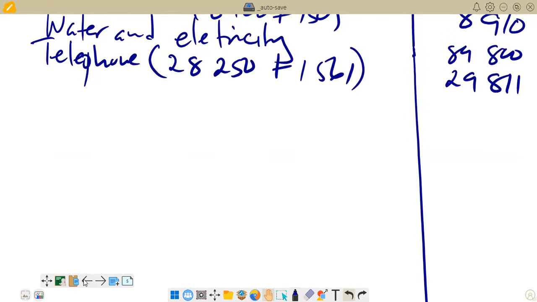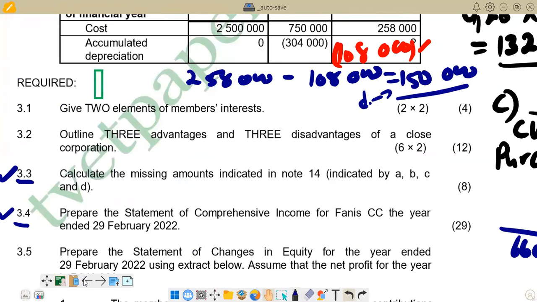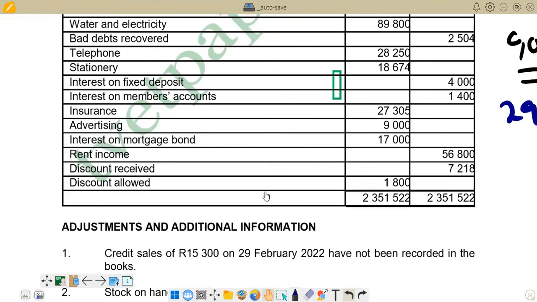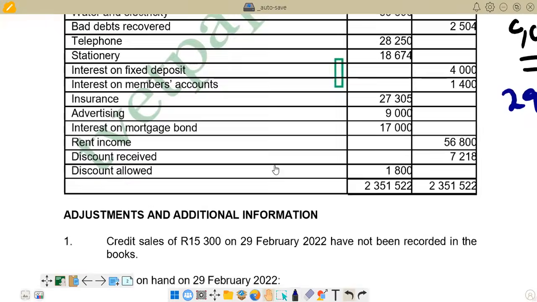Right. I'll go back to check the next expense. Telephone is the last one. Then we go to stationery. Stationery, we've got 18,674. Stationery is here. 18,674. So this indicates the stationery that was bought, and then the expense part of the stationery is going to be what remains, what was used during the period.